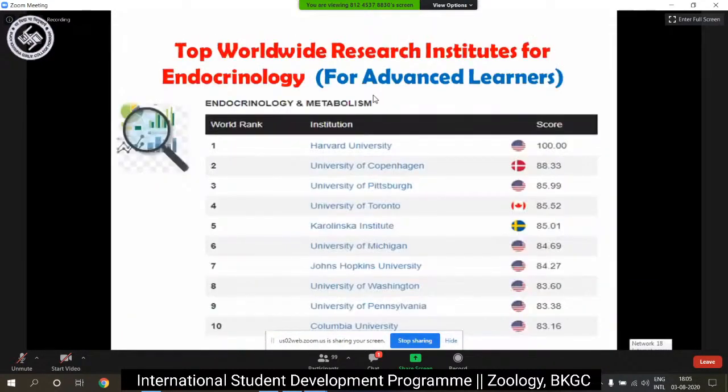So here is a list of some of the research institutes, mostly foreign universities, where we can go for working in endocrinological studies. There is a ranking, mostly associated with endocrinology and metabolism. But what I'm trying to say is, if we want to go for advanced research work in the field of endocrinology, there are ample scopes.